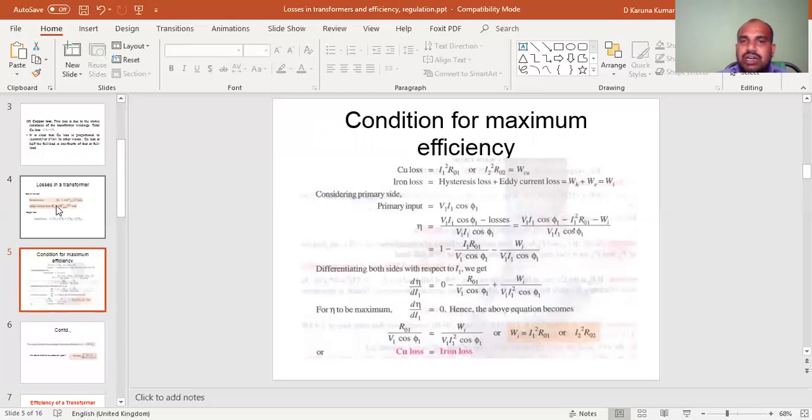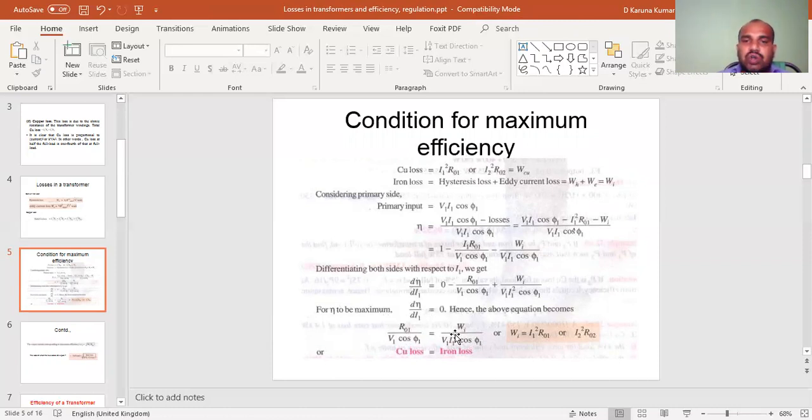The efficiency is input power minus losses divided by input power. There are two losses, copper losses and iron losses. The copper loss is I1 squared R01 and so on. Now differentiating both sides with respect to I1, we get the derivative of efficiency with respect to I1. When the efficiency is maximum, the differential is equal to 0.